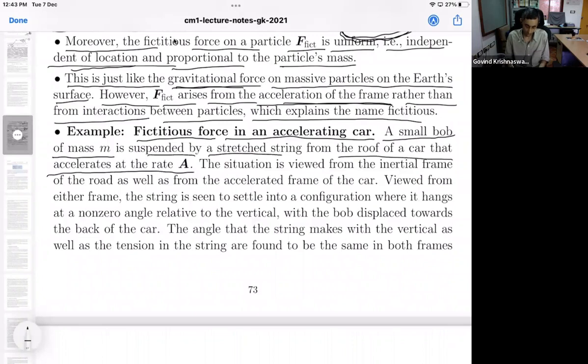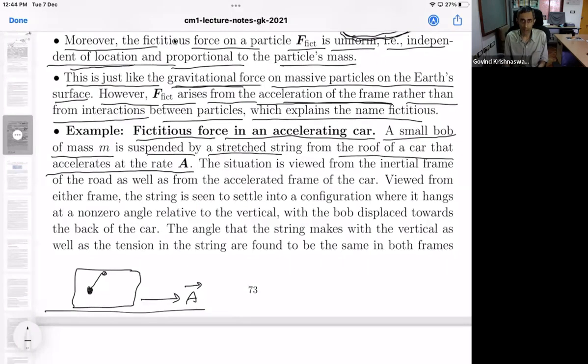So here is, let me draw my car as a little box, and here this is the road. The car is accelerating in this direction at the rate a, and there is a pendulum bob that is hung from the roof of the car. Now we can view this situation from two interesting frames.